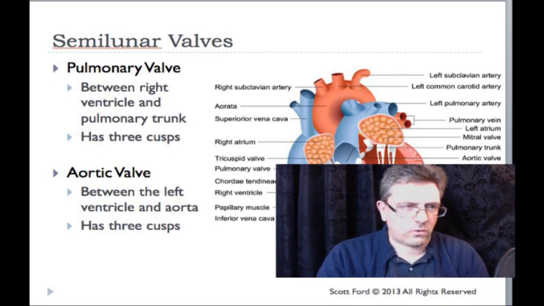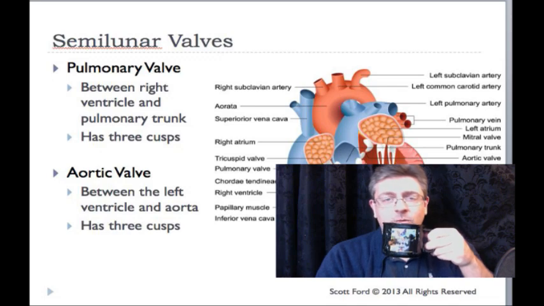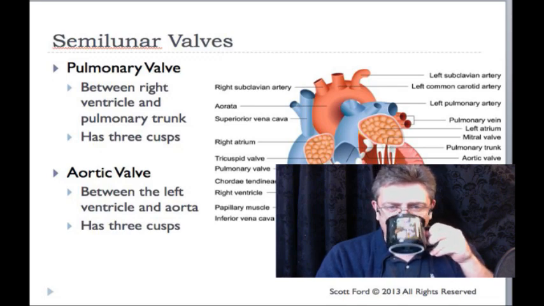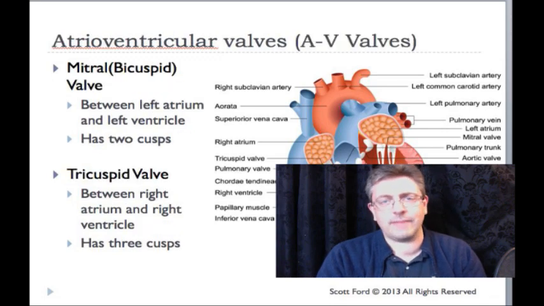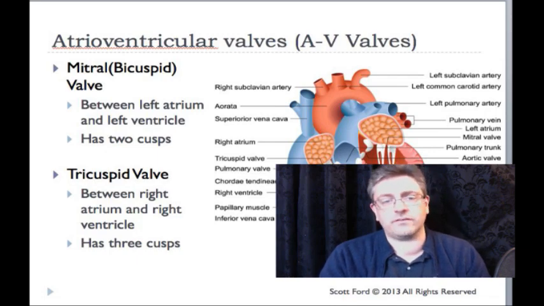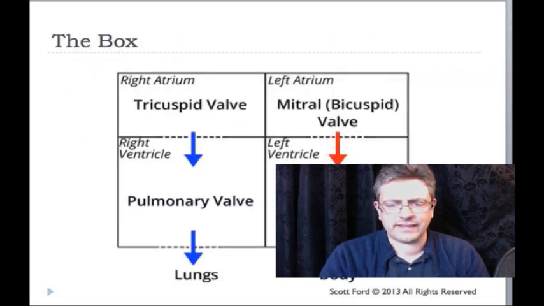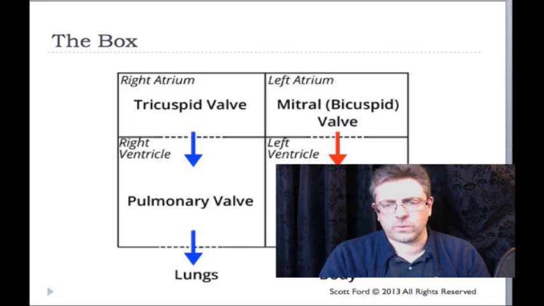So, without going back, all valves have 3 cusps, except which valve? I'll give you time to think about that while I take another sip of tea. Hopefully you came up with the mitral valve. All the other valves have 3 cusps. The only difference is the mitral valve, which has 2. Here is a little schematic of what's going on there.